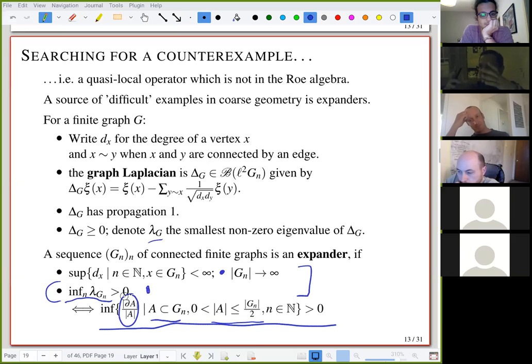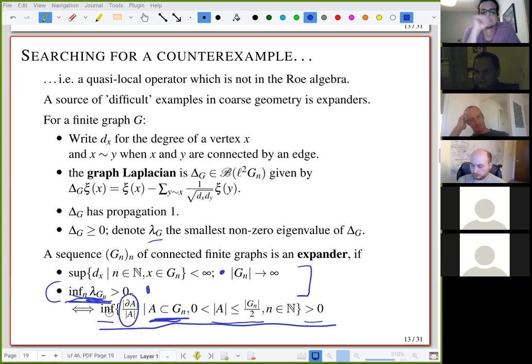Now the boundary of a set A is, well, it's graphs, so I can talk about edges. It's all the vertices which are not in the set A, but are connected by an edge to something in A. So that's the boundary, I mean the outer vertex boundary, if you want. I look at all these numbers for all the subsets of all my graphs which are not more than half the graph, and I take the infimum of all those numbers and I require that infimum to be greater than 0. That turns out to be equivalent to requiring this infimum of the eigenvalue stuff.